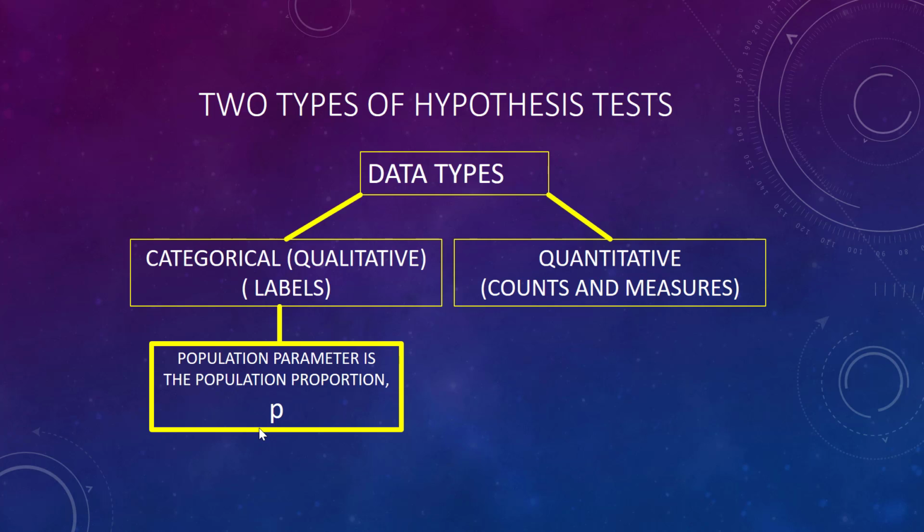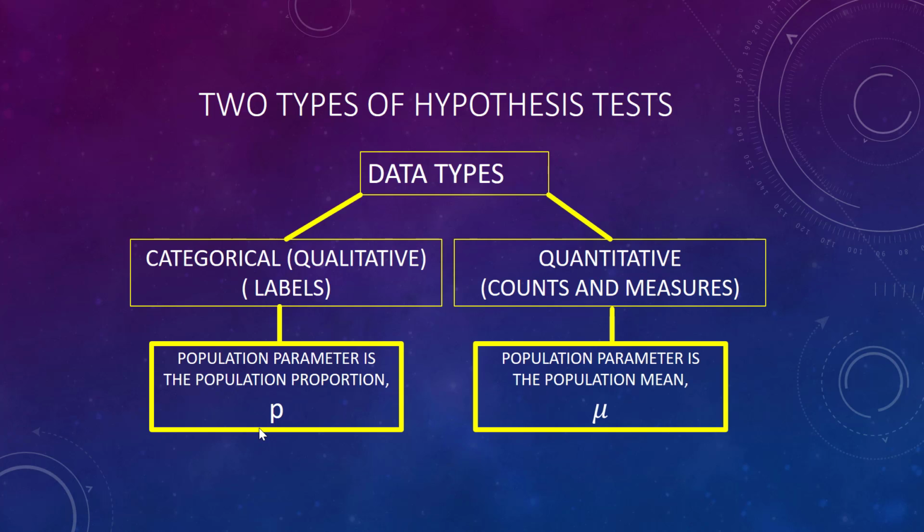This is the symbol that should be contained in our hypothesis statements if, in fact, we have categorical data. If we are working with counts or measures, then the population parameter is the population mean mu.